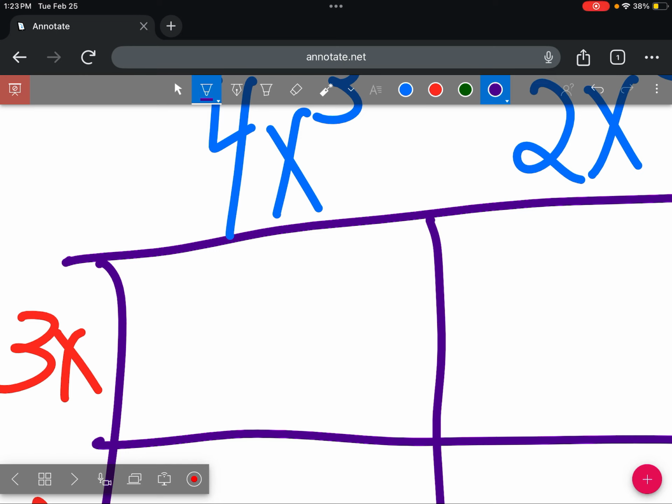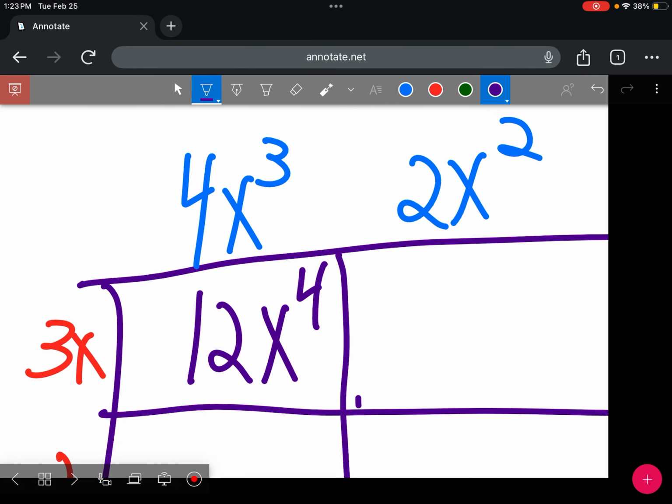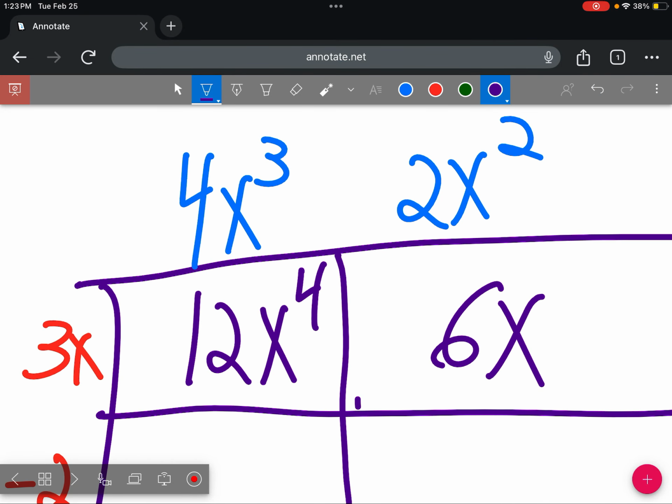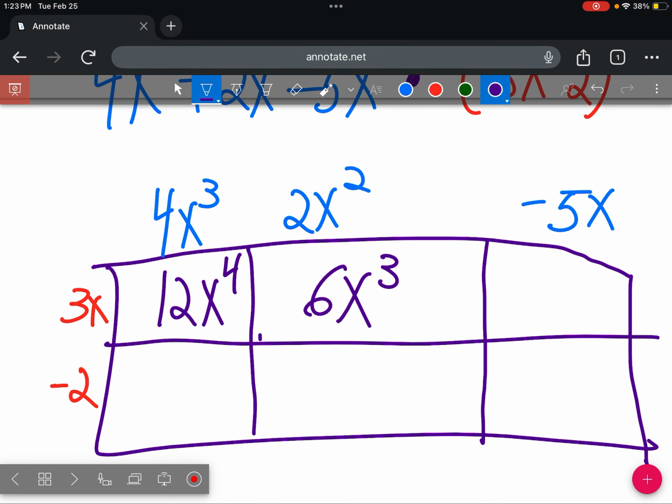4 times 3 is 12. X to what power? X to the fourth. 2x squared times 3x would give us 6x to what power? To the third. 3x times negative 5x, x squared. All right. What would be in the bottom left?